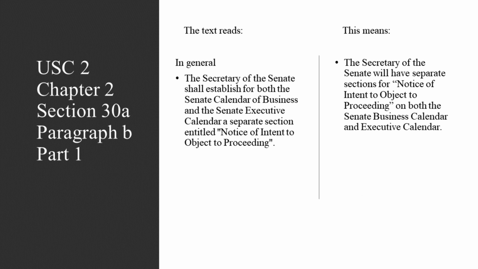Paragraph B. Line 1. The text reads: In general, the Secretary of the Senate shall establish for both the Senate Calendar of Business and the Senate Executive Calendar a separate section entitled Notice of Intent to Object to Proceeding. This means the Secretary of the Senate will have separate sections for Notice of Intent to Object to Proceeding on both the Senate Business Calendar and Executive Calendar.